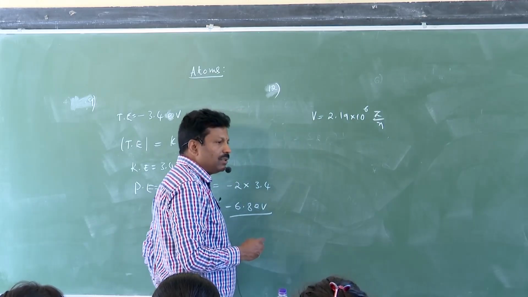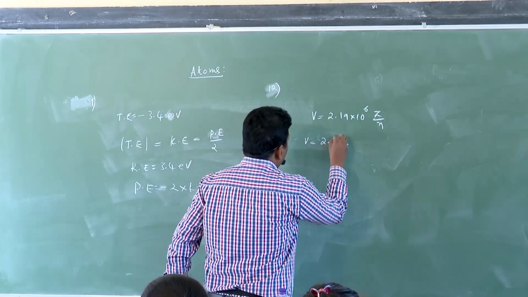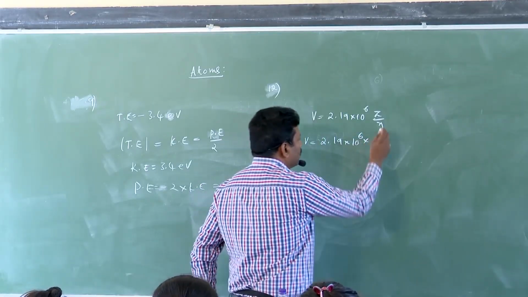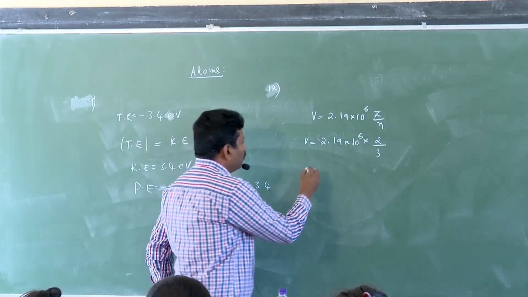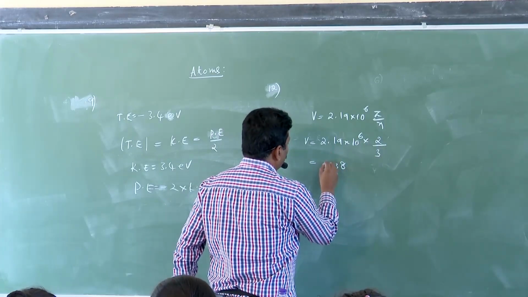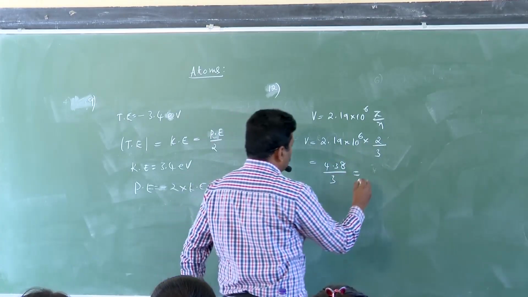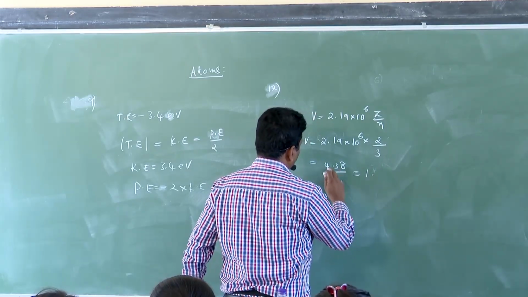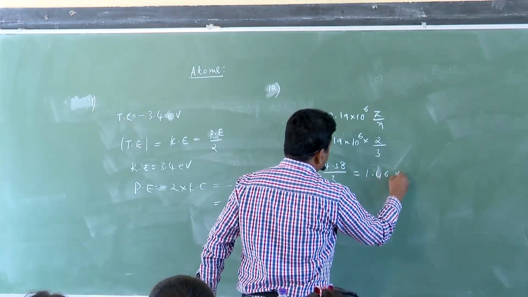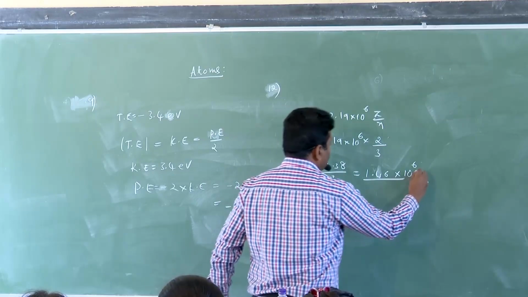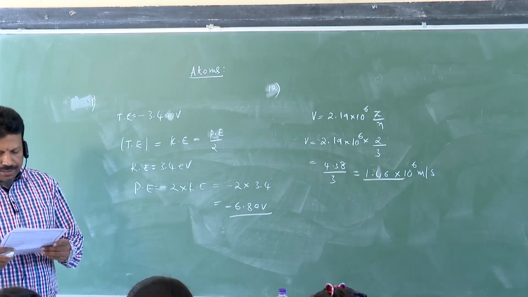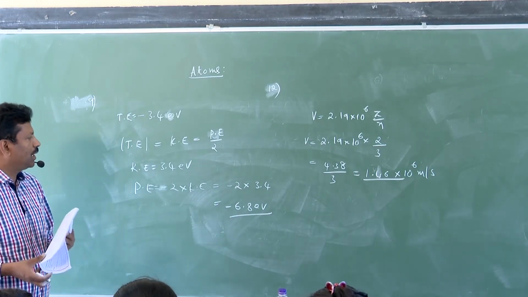What is z of helium plus? 2. So therefore it is 2.19 into 10 to the power 6, z is 2 and n is 3, the third orbit. So therefore it is 2.19 times 2 divided by 3, which is 1.46 into 10 to the power 6. Velocity is in meter per second. So therefore, option number D, 1.46 into 10 to the power 6 meter per second.